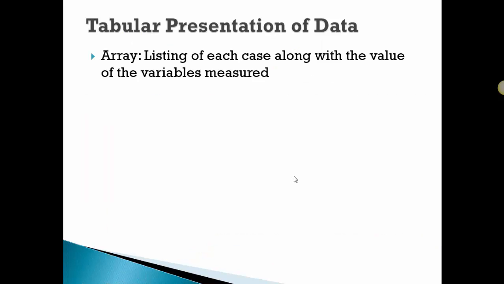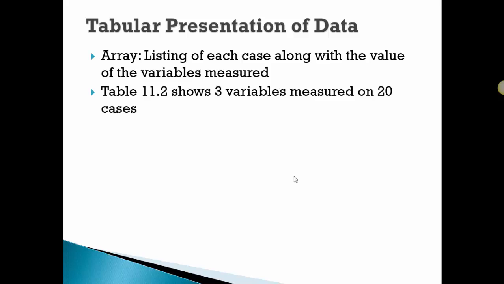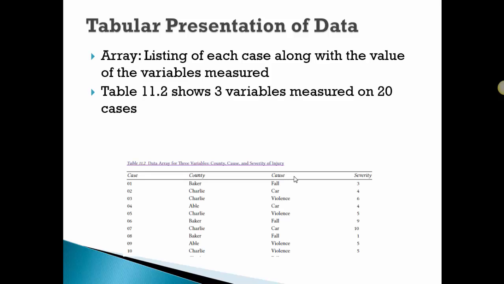Okay, tabular displaying of data allows us to list each case along with the value of the variables measured. Table 11.2 from your book shows three variables. It has a case number, which is really an identifier variable, the county, the cause, and the severity, and they're looking at some kinds of injuries, I guess. Three variables displayed on 20 cases.